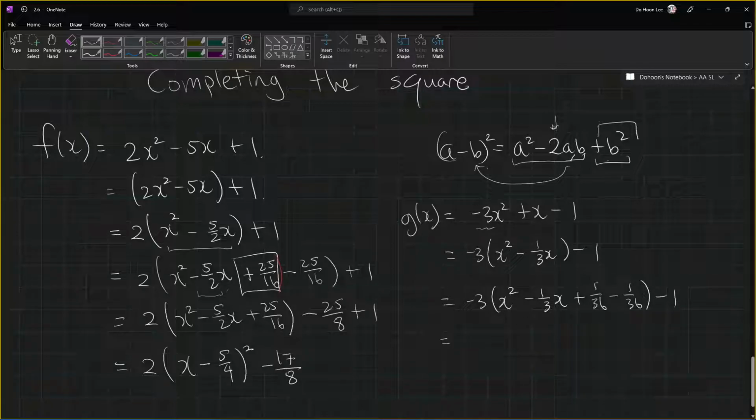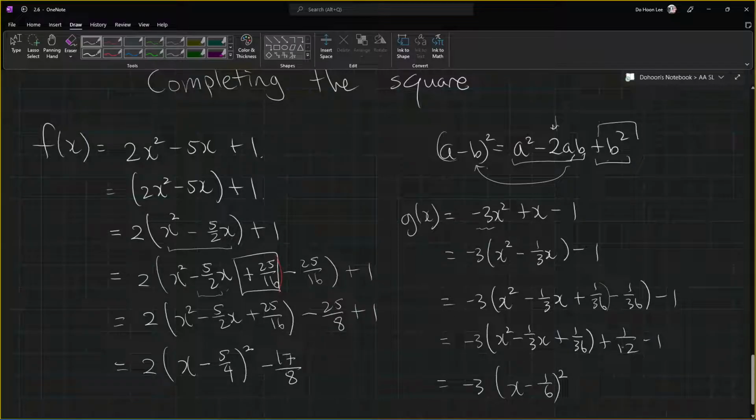And then let's put a limit to it here. So I'm going to rewrite x squared minus 1 over 3 x plus 1 over 36. And then, as the negative 1 over 36 is leaving the bracket, we need to pay the tax. So it becomes plus 1 over 12 minus 1. Therefore, we have negative 3 (x minus 1 over 6) squared, and then plus 1 over 12 minus 1, so minus 11 over 12.